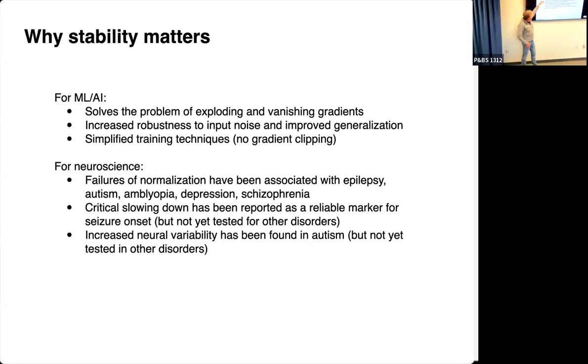In neuroscience, failures of normalization have already been shown to be associated with epilepsy, autism, amblyopia, depression, and schizophrenia. Critical slowing down has been reported as a reliable marker for seizure onset, where you just measure how long it takes to get to a steady state. But it hasn't been measured for these other disorders, though the theory predicts that it should be.